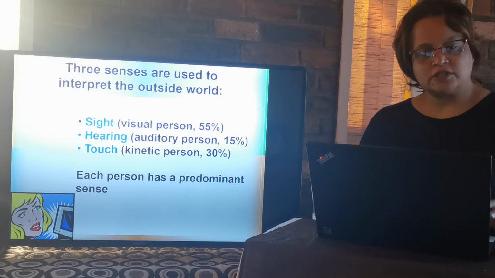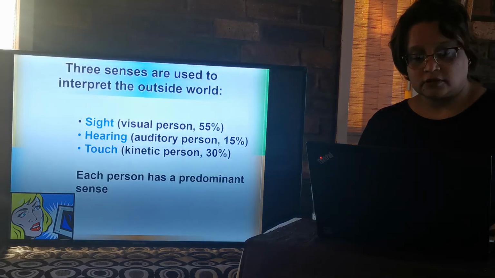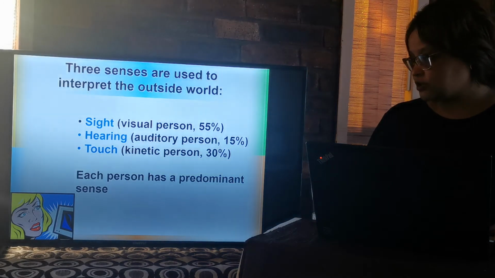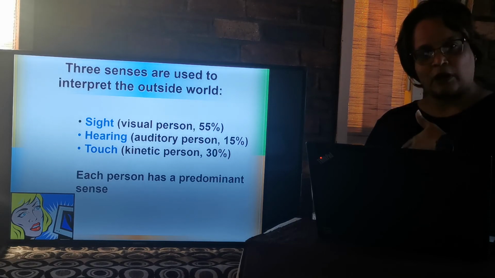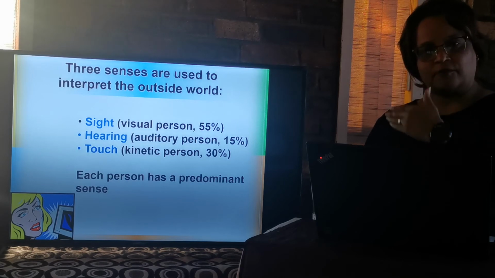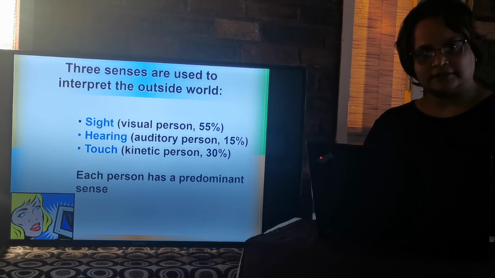Three senses are used to interpret the outside world: your sight, your hearing, your touch. I wonder who of you are the visual people? Who sees the horizon? Who sees the branches? Who sees the beautiful colors? Who likes the warmth on their skin? Or the coldness?